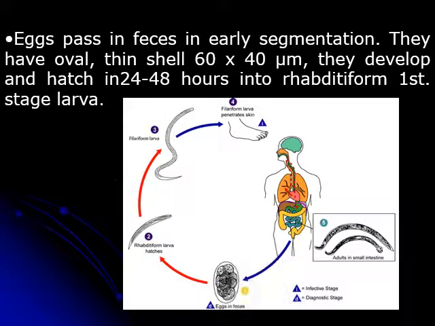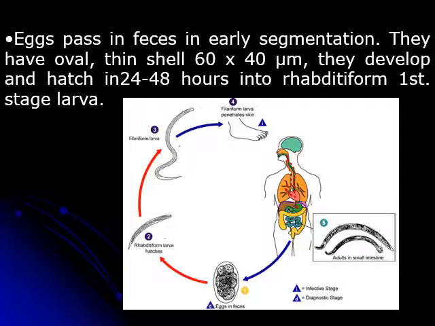This is the diagram of the life cycle of Ankylostoma. The adults live in the small intestine, the eggs pass out, then the first stage larva develops, then this is the second stage larva, and this is the third stage larva, the filariform larva, which is the infective stage, which penetrates the skin to establish infection.